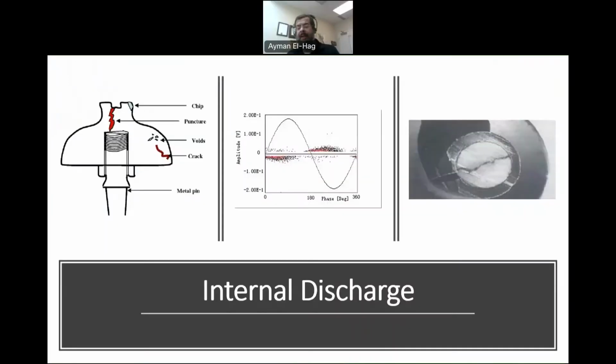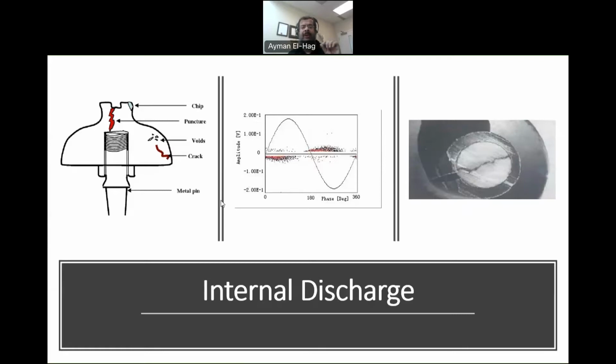Hi everyone, and welcome to this short presentation that will talk about the internal discharge. Internal discharge is different than external discharge. We describe the external discharge due to dry surface discharge or due to wet surface discharge. But this discharge is internal to the insulating material, not external. So it is something that you cannot see, like in the other types of discharges.